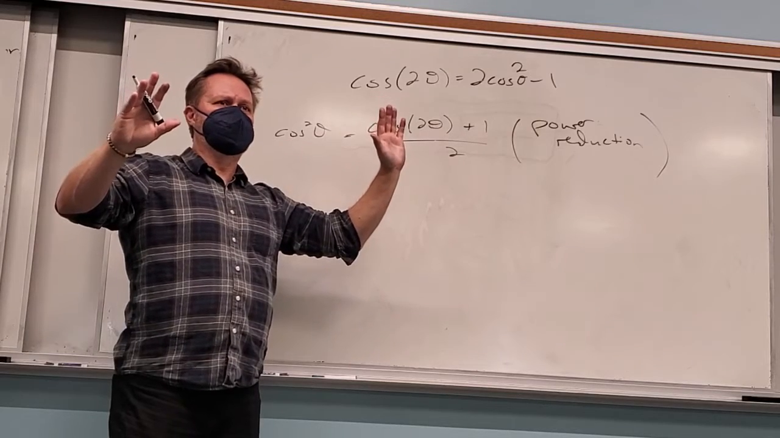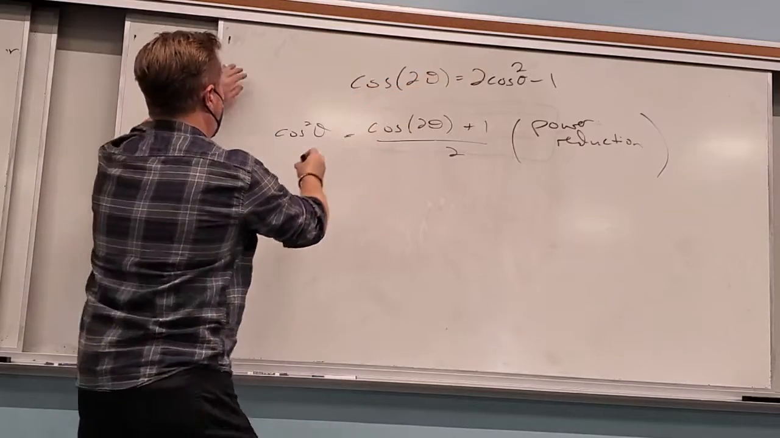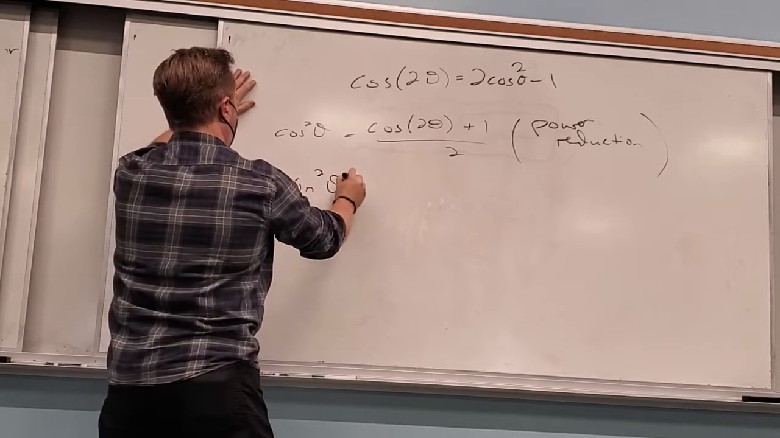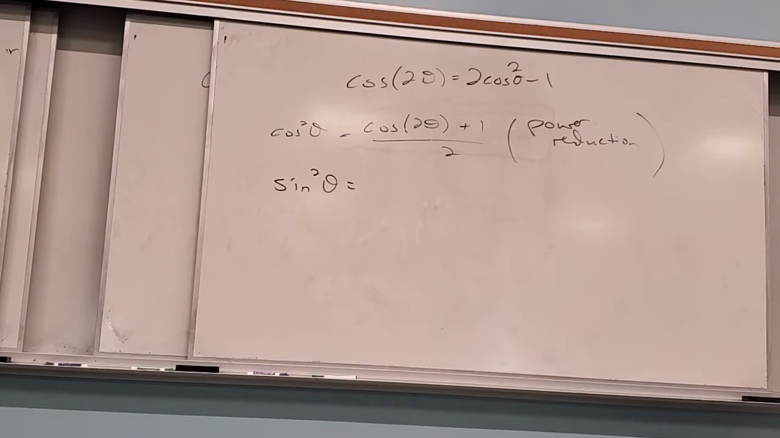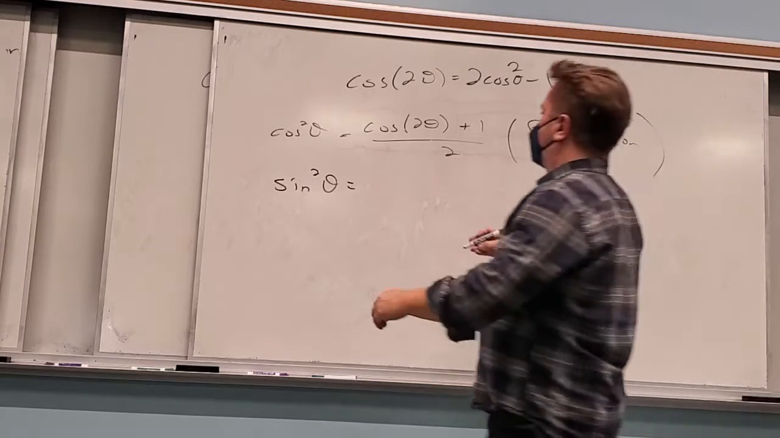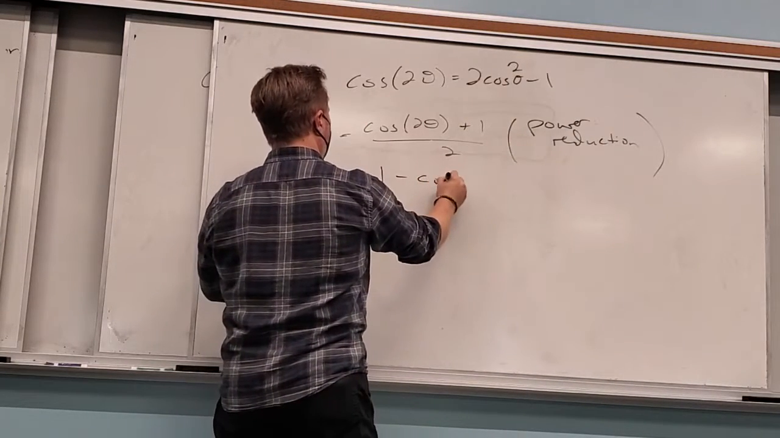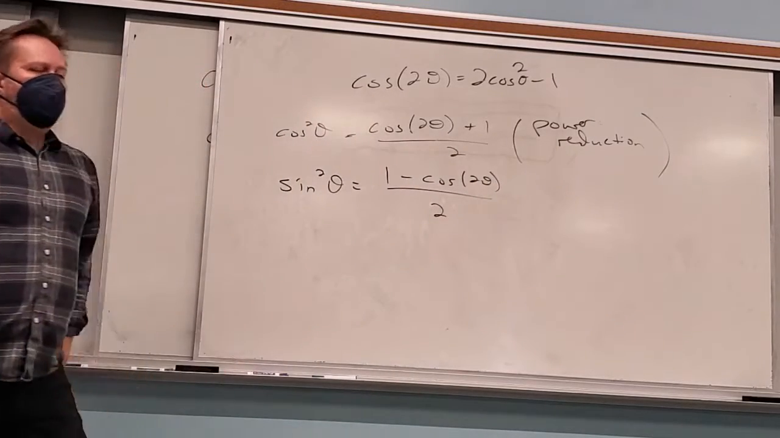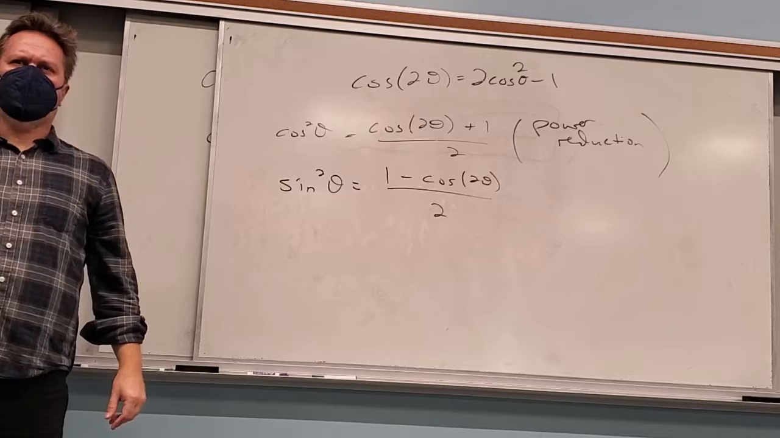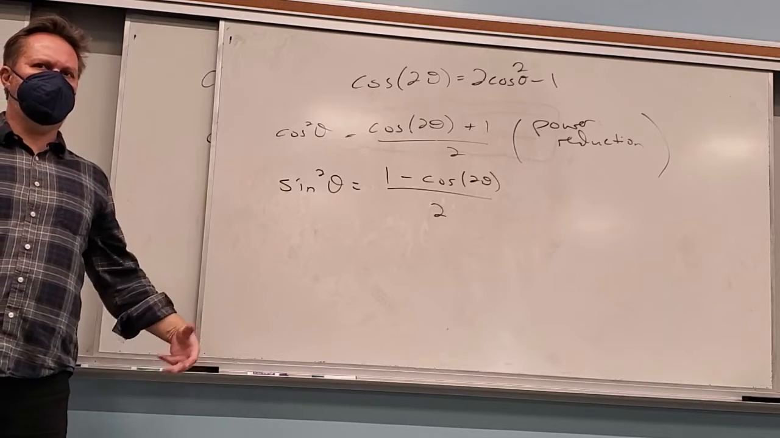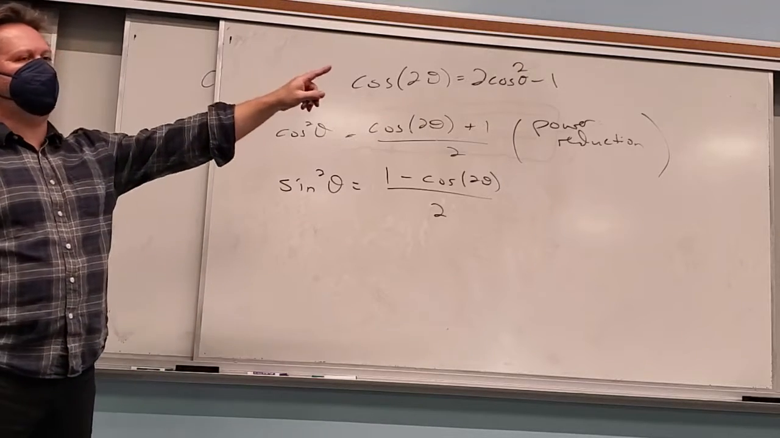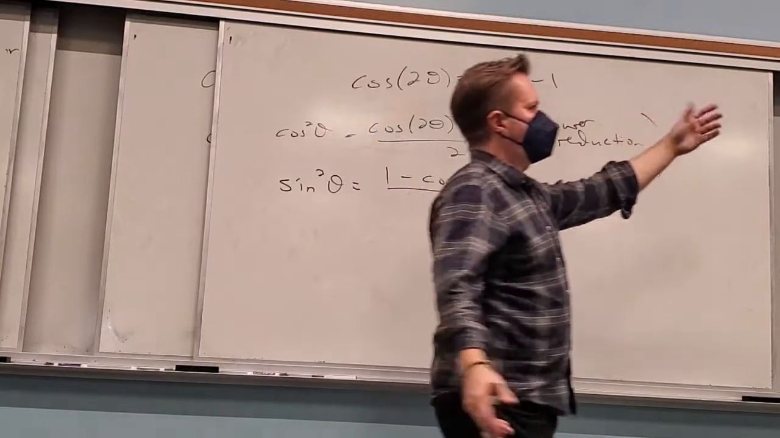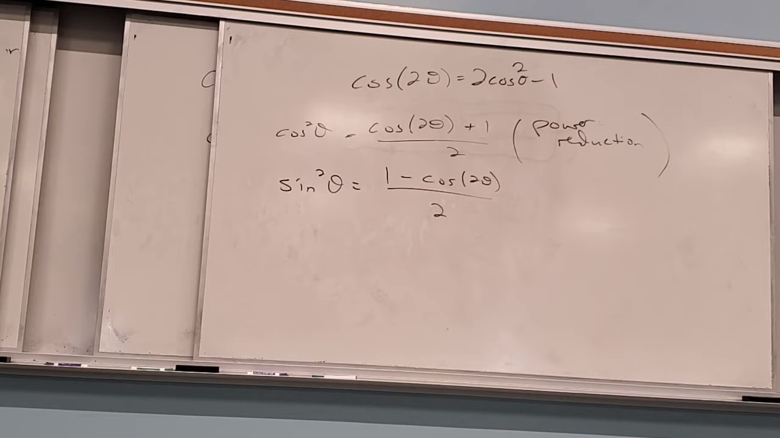And you get a similar one for sine. You can kind of see it because it's just basically squaring this. So you get 1 minus cosine 2 theta over 2. Okay, so those are called the power reduction formulas. I didn't even put them on here because they're just basically these, not taking the square root. That's all they are.